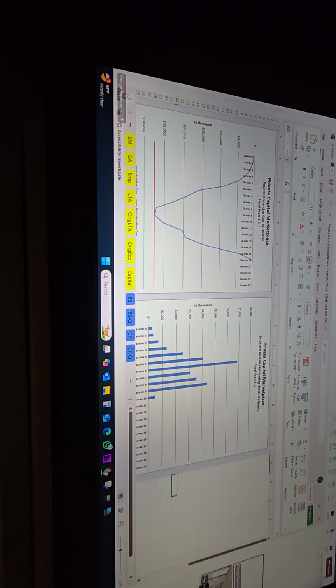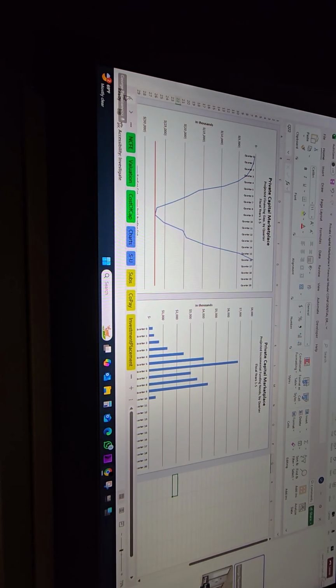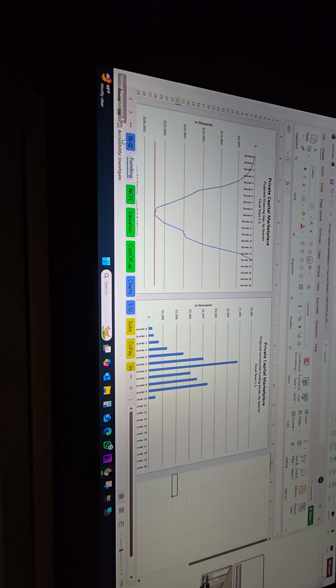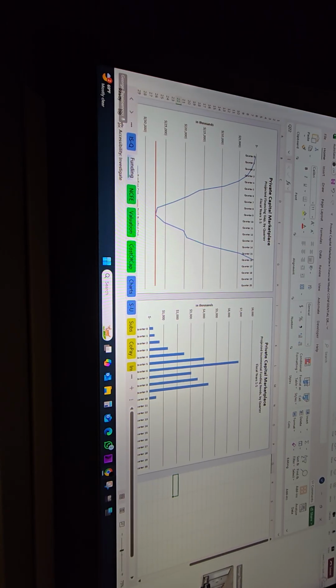So I'll show you some of the valuation calculations here now. But first, would you have any questions thus far? No, so far it's self-explanatory. Okay.